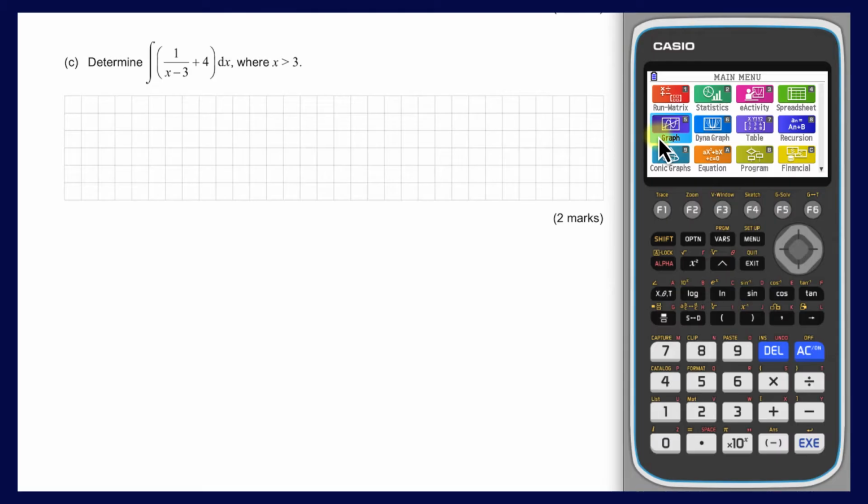Part C, using the laws that we know about integration, we can see that this integral will be the natural log of x minus 3 plus 4x, the integral of 4, plus c, the constant of integration. And we're not going to need to worry about using absolute value signs around the x take 3, because we can see that x take 3 will be positive because x is greater than 3. So that's question 1 all finished.